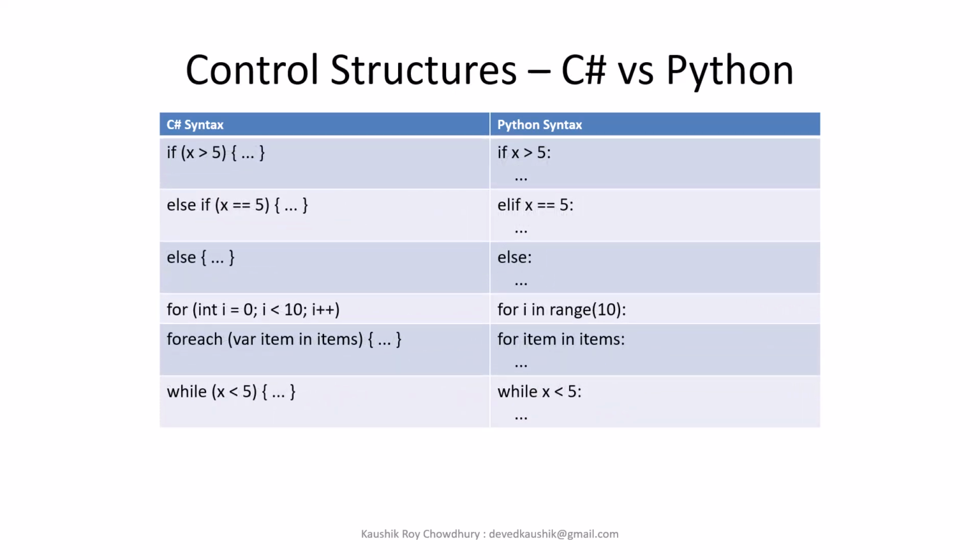Now, control structures. Control flows in Python like if, for, and while map cleanly to C#, but with simpler syntax. No parentheses are required around conditions, and blocks are defined by indentation. The elif keyword in Python replaces else if in C#.